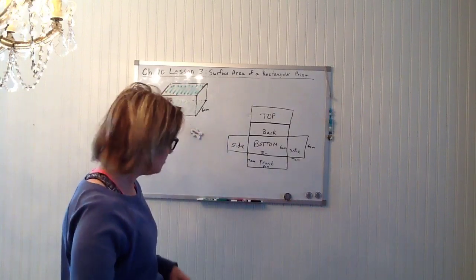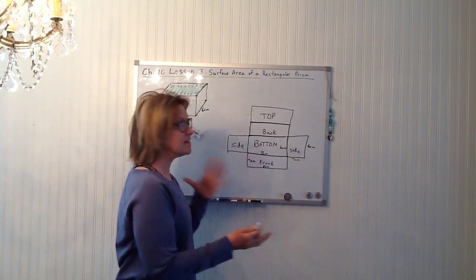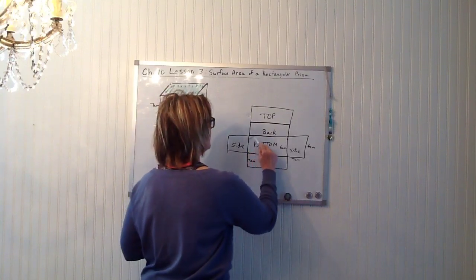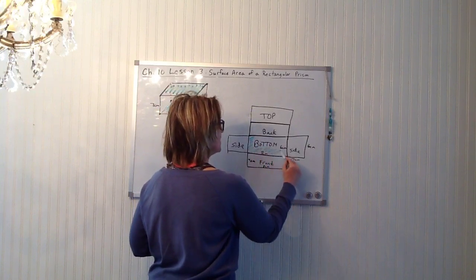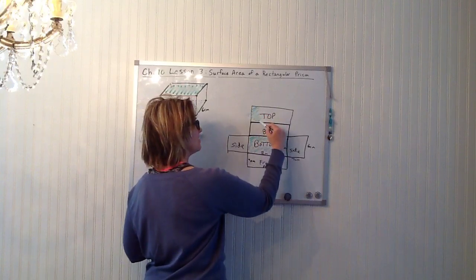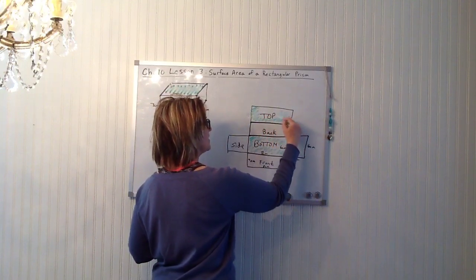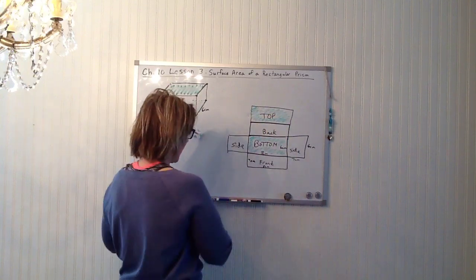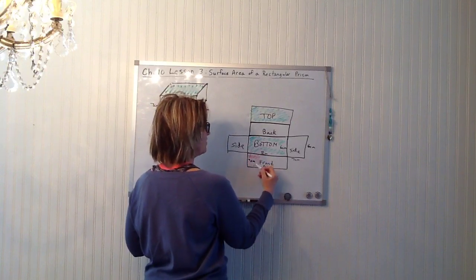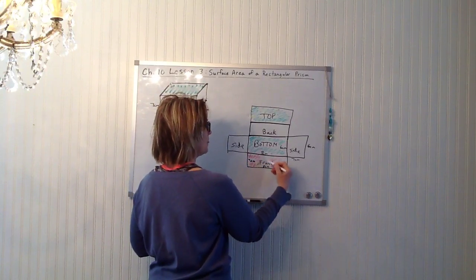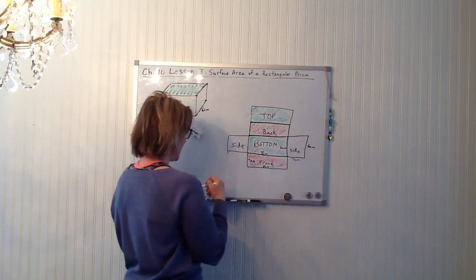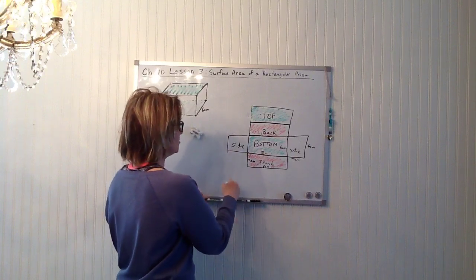And if it helps you in your notes, go ahead and shade in those figures that are congruent, that have the same dimensions. So here is our bottom. It's 8 by 6, which is the same exact dimensions as our top, which is 8 by 6. Our back and front have the same dimensions, 7 by 8 or 8 by 7. And then our sides have the same dimensions as well.